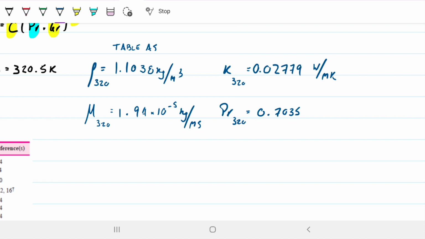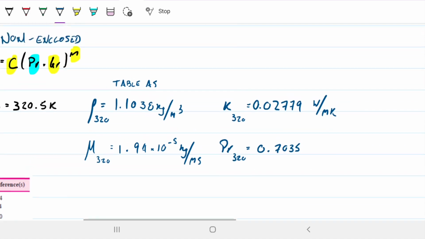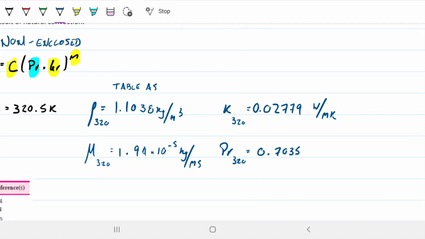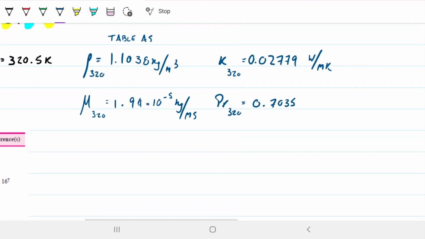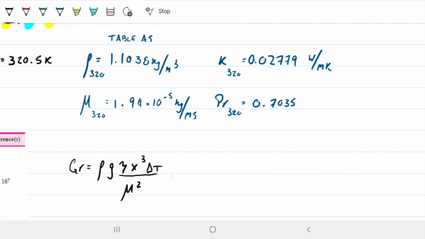My bad. Okay, so now what are we looking for? Remember that we need Prandtl and Grashof. Prandtl is already here, done. The other thing we need is Grashof, so let's find Grashof. Grashof is density, gravity, beta, x to the third, delta T divided by viscosity squared.